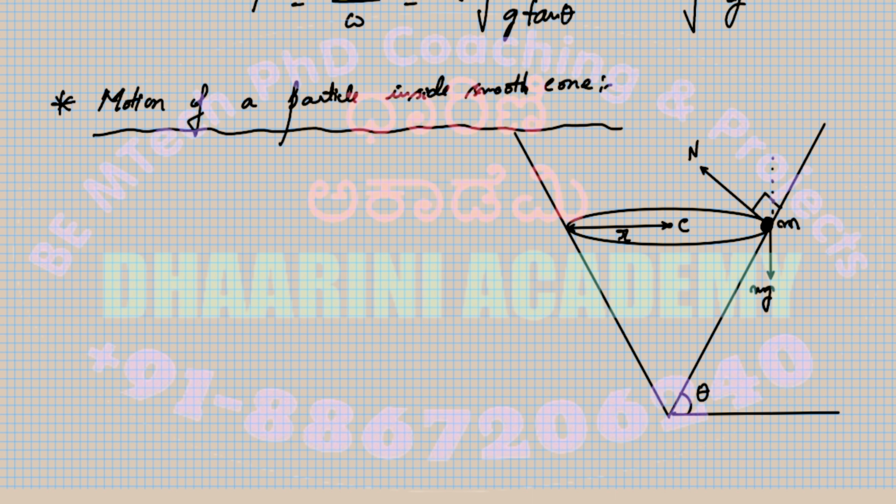Now let's understand what exactly is going to happen. A particle is there whose mass is m. It is rotating inside the cone, which is considered a smooth cone. We use the word smooth here because we are assuming minimal forces acting on this body because of the surface. So what's the radius? The radius is r. It is a smooth cone.